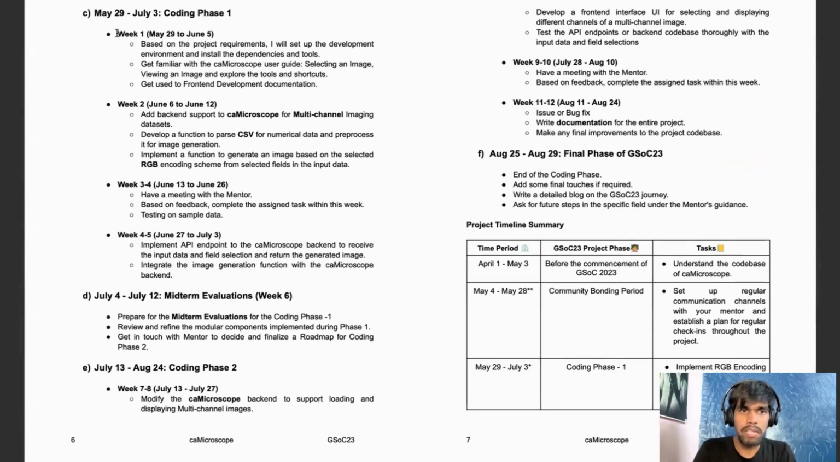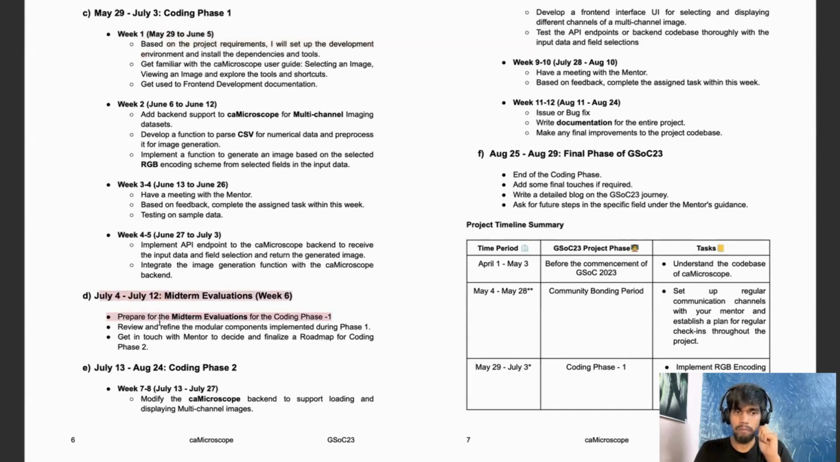So I just mention it week by week on what I'll do, week two, what I'll do, week three, what I'll do, week four, what I'll do. Then you need to prepare for your midterm evaluation. Both you and your mentor need to fill the form that is shared between this particular timeline.